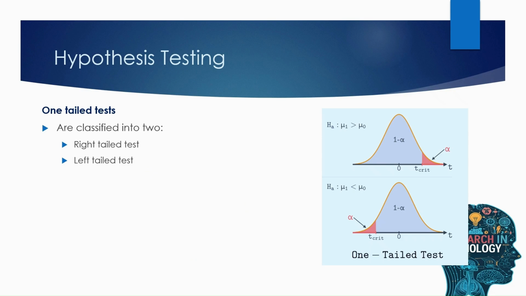One-tail test can be further classified into two, a right tail test and a left tail test. You can see here, in one there would be a tail on the right side, that is the region of acceptance or the critical region, sorry, not the region of acceptance, the region of rejection. The critical region or the rejection region falls towards the right side, and in the left tail test it would be on the left side.